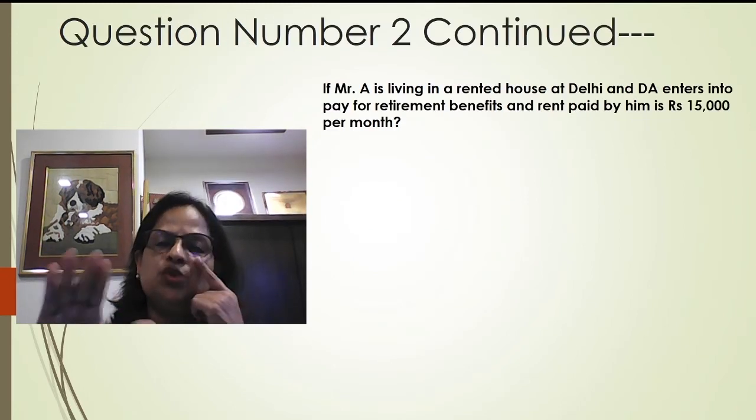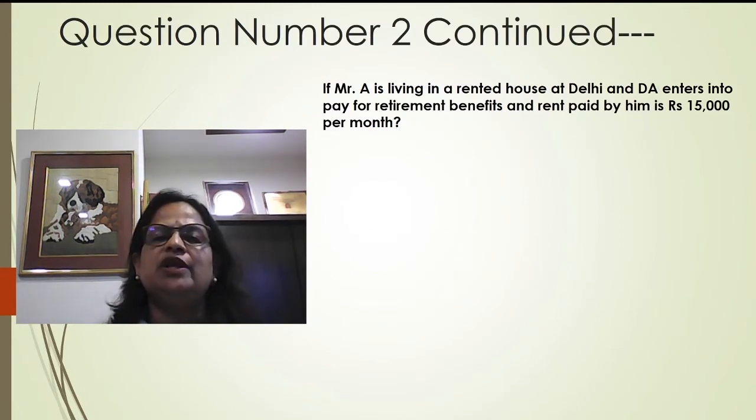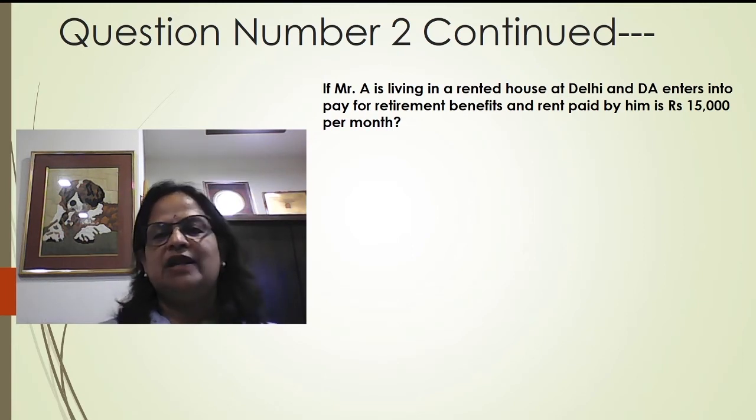Now question number 2 continued. The same information. Mr. A is living in a rented house at Delhi. One thing you have to remember, when he is living in a rented house, he is eligible for partial exemption of HRA. Now Delhi meaning it is a metro city, it will be 50% of salary.